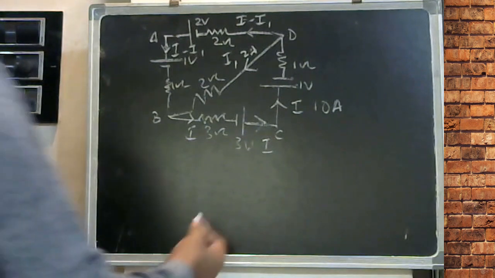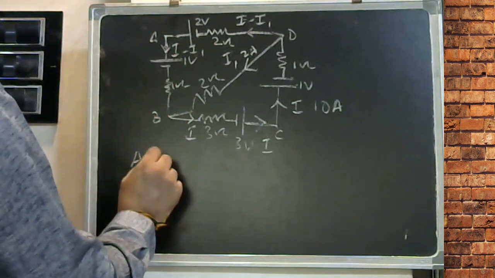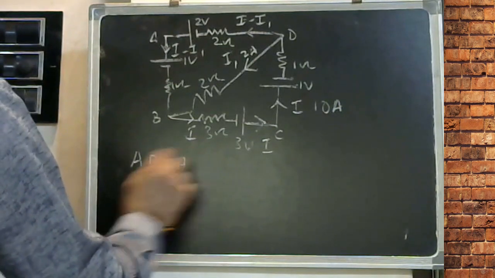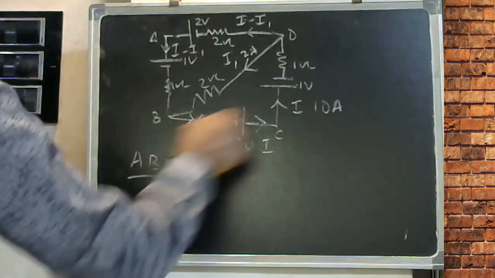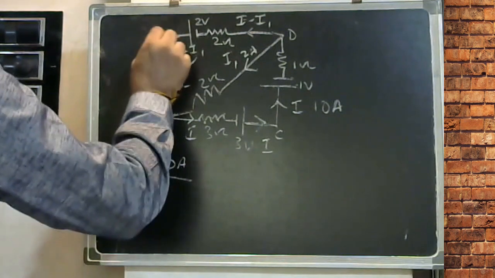You can take two loops. Let's find out how to do it. Let's take AB, DA. You start from A and come back to A. See this, I got two A's here. Complete loop. You start from A and move.